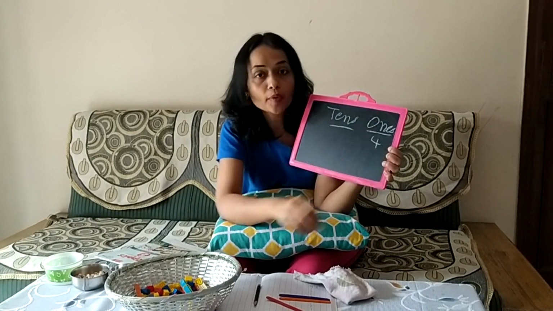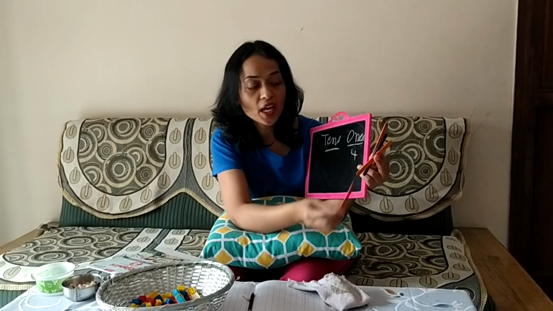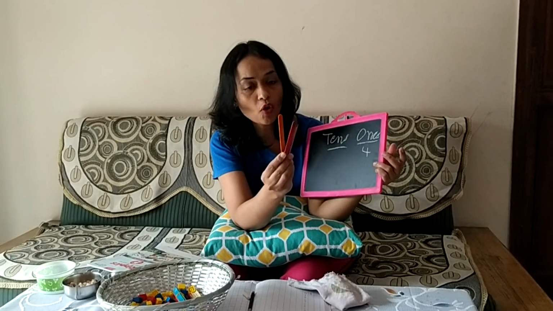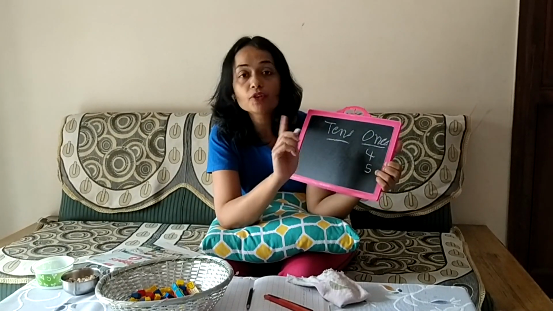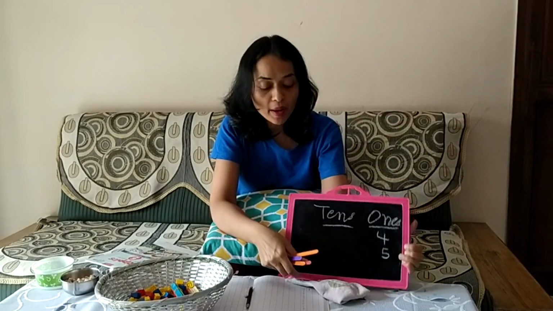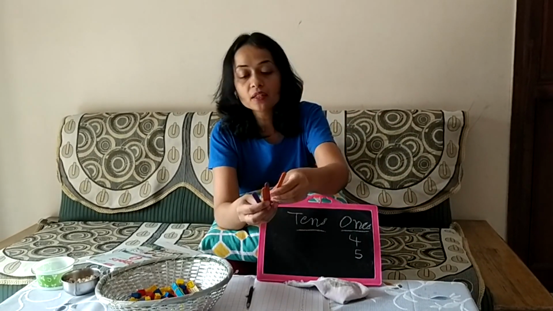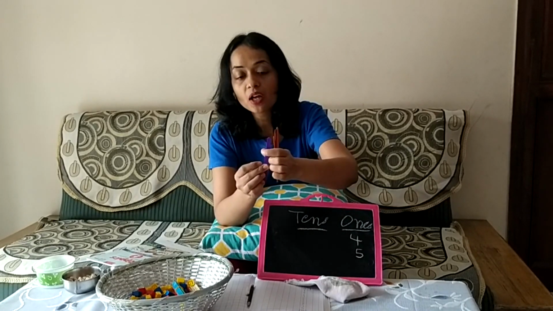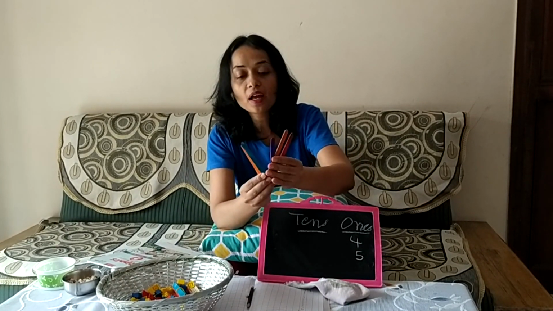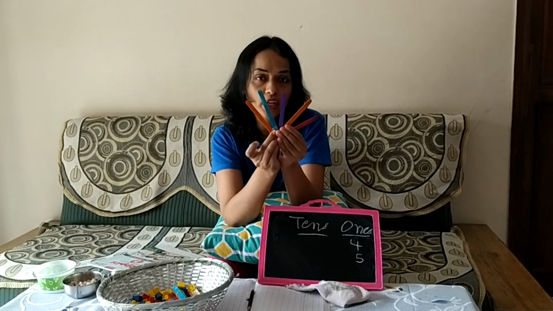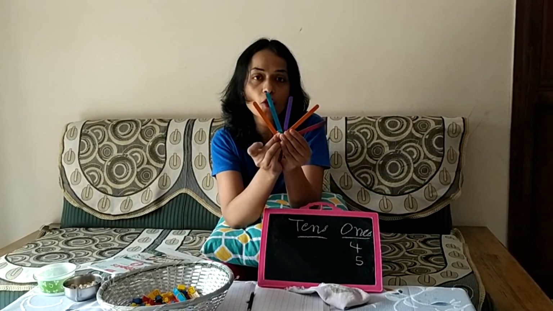Then I have 4. You can count 1, 2, 3 and 4, so I have 4 objects. Then I have 5. Again under tens I have no value. So how am I going to do it? 1, 2, 3, 4 and 5. I have 5 ice cream sticks.